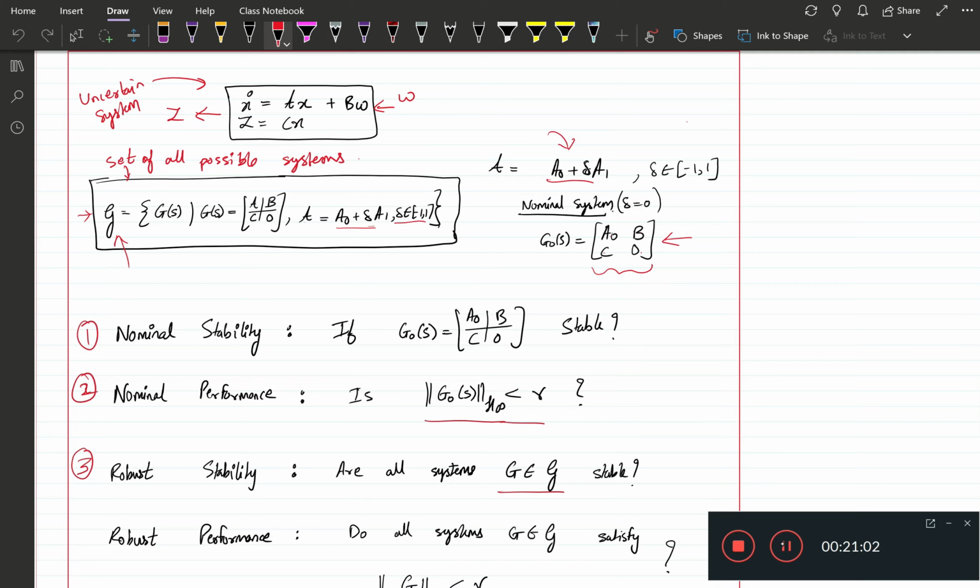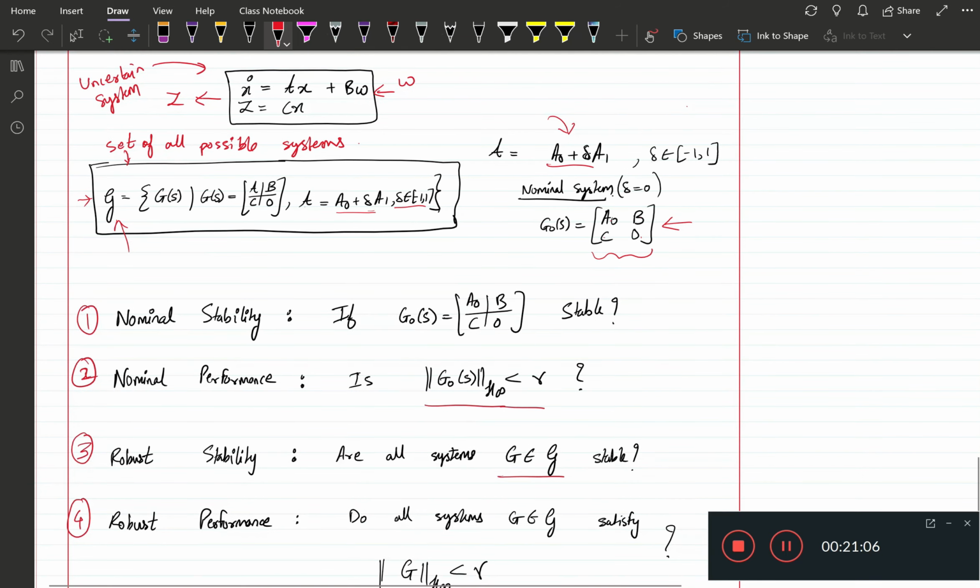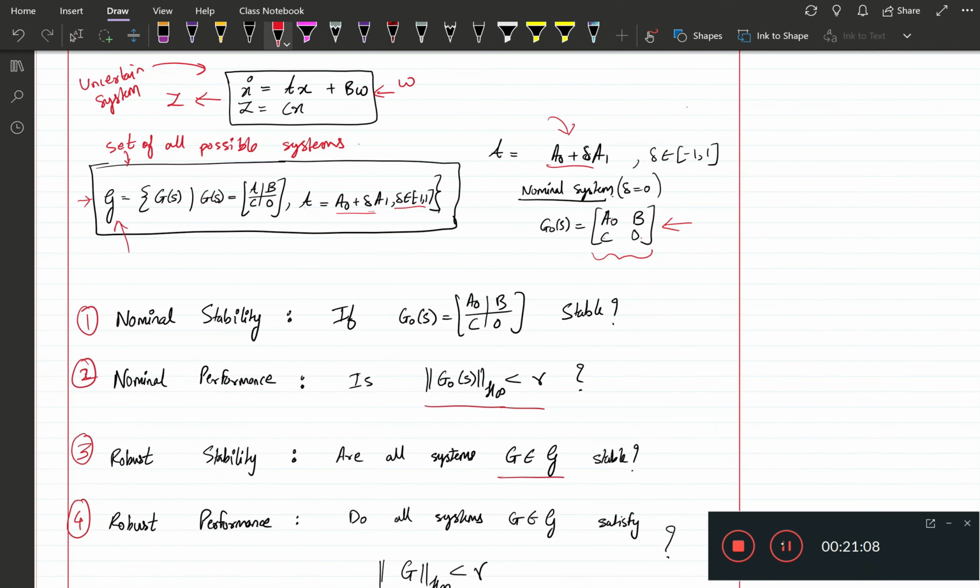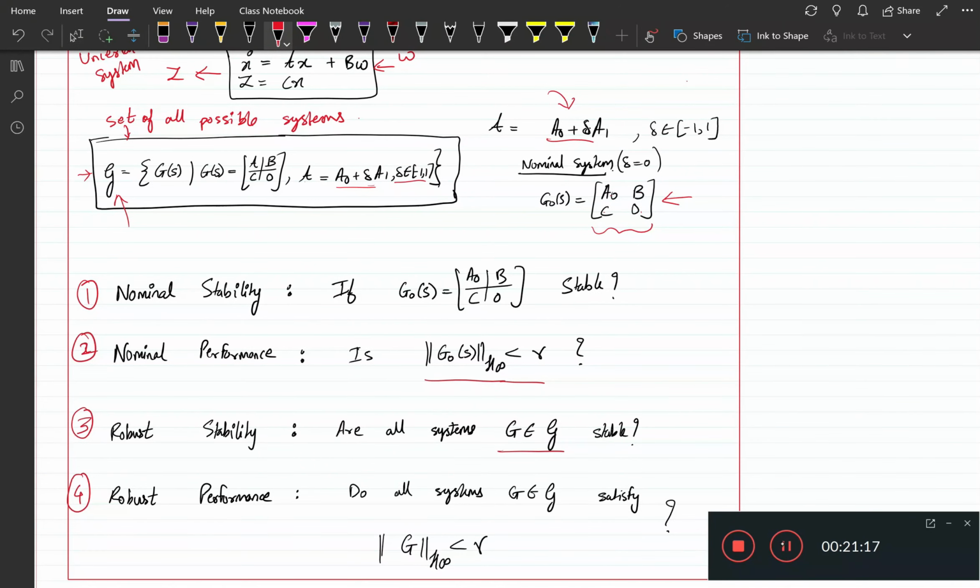The last question is robust performance, which is asking whether all systems in this calligraphic set G, which is basically a collection of all possible systems, satisfy some performance measures, such as the H infinity norm less than gamma. So do all systems G in calligraphic G satisfy this condition?